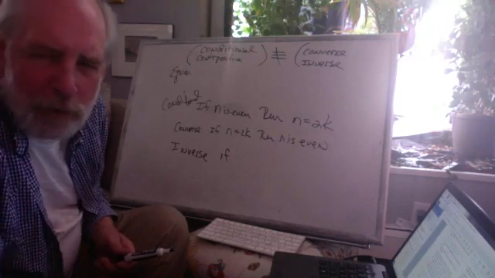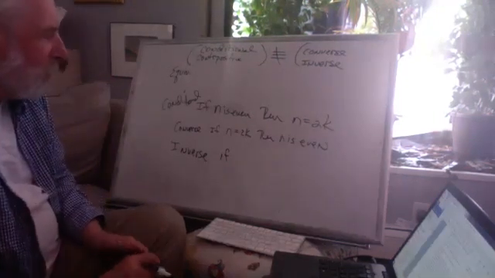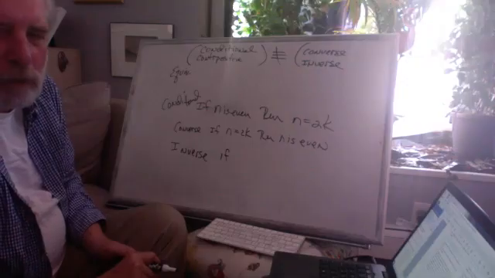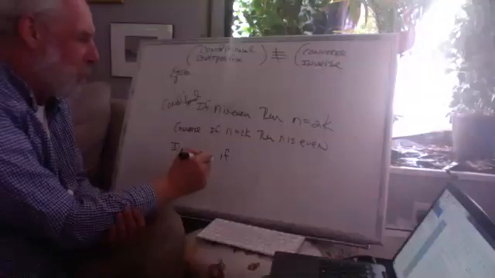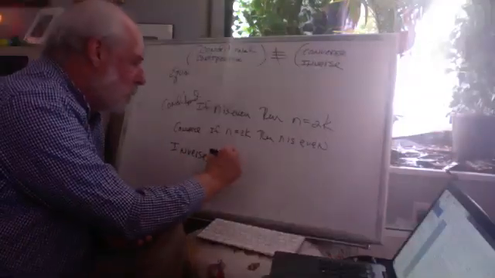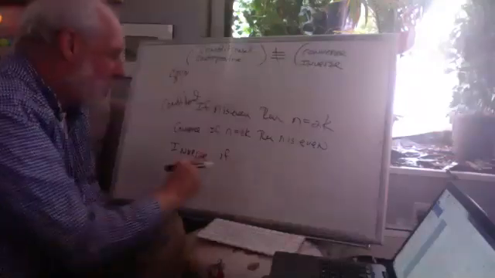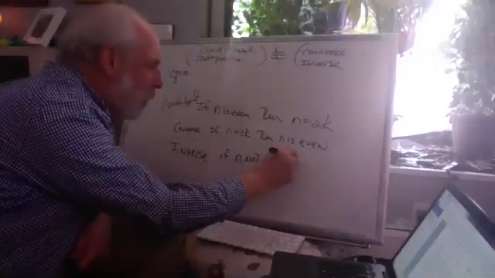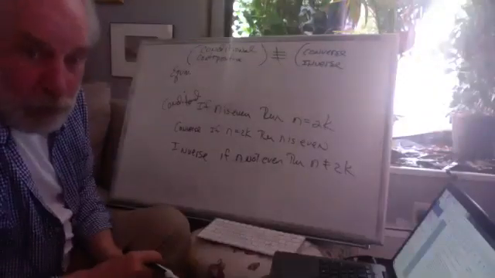What's the inverse of this? If n is not equal to 2k, then n is not an even integer. Oh, no, not quite. If n is not even, there you go. If n is not even, then n is not equal to 2k. Right, which is also true.